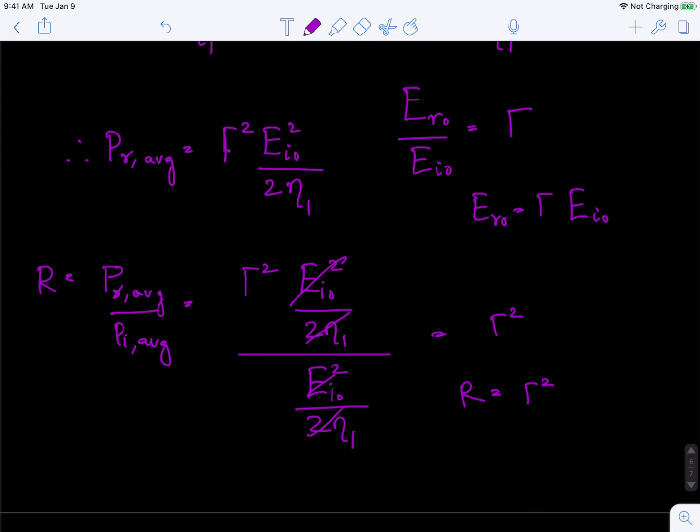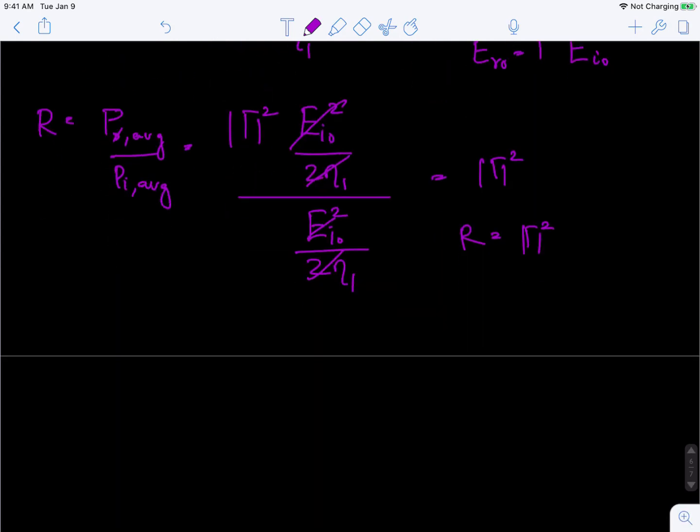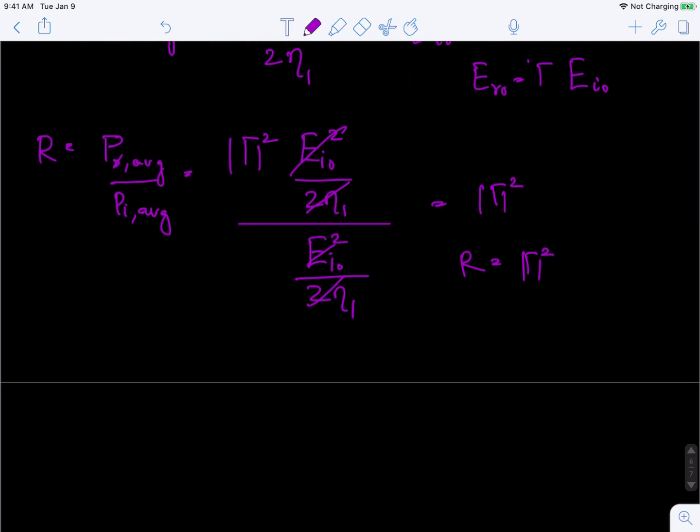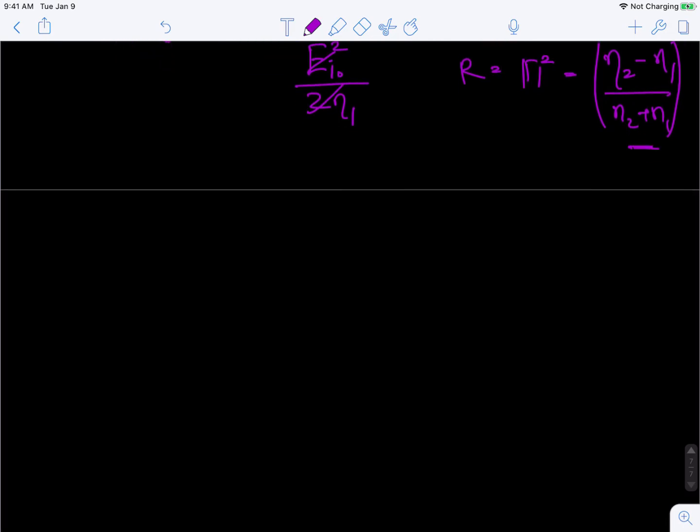Being a bit liberal with the signs, it has to be mod gamma square everywhere, because the mod comes into the picture as it's the real part of the power. So this is how we find the expression for R. Now you can go ahead and make the substitution that mod gamma square is equal to eta 2 minus eta 1 divided by eta 2 plus eta 1, whole square. So either you can stop here or go ahead and make the substitution for eta 2 and eta 1. That's up to you. Thank you.